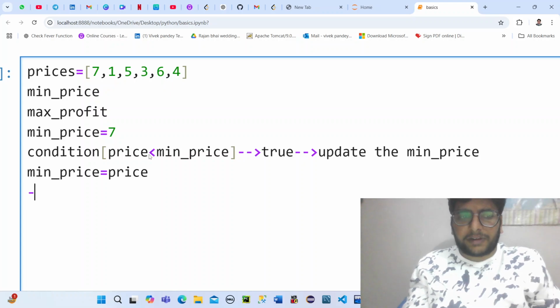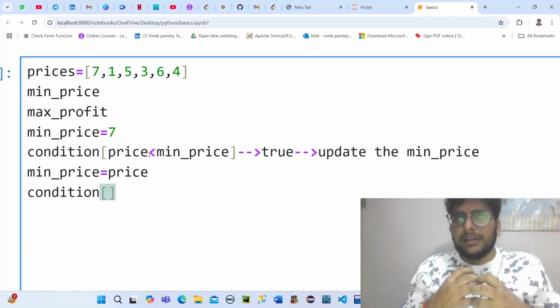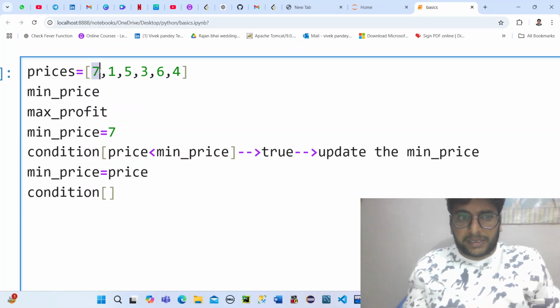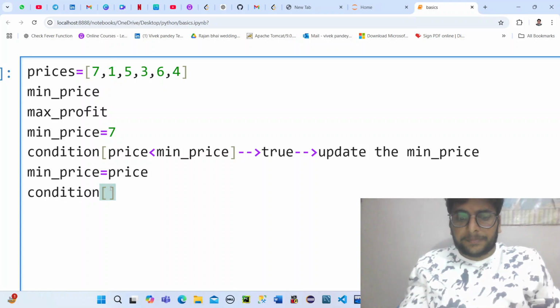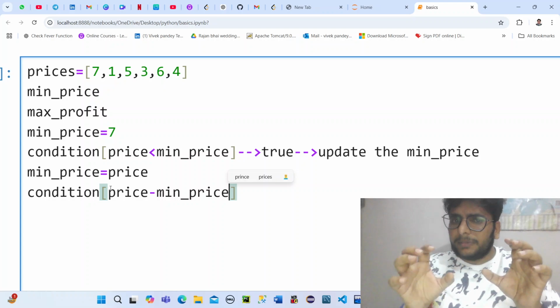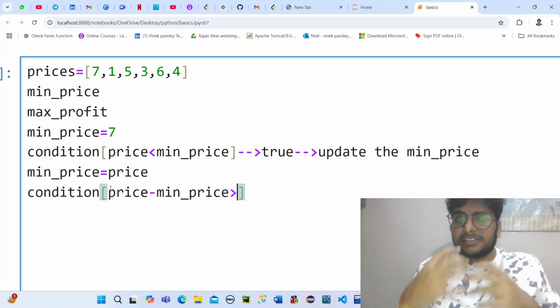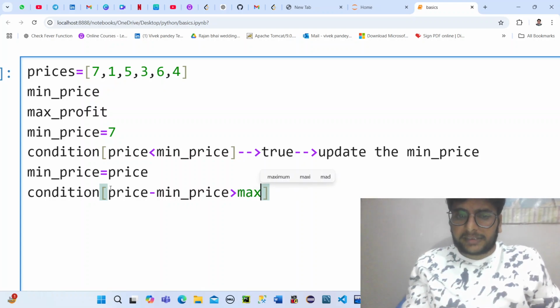Now after finding this minimum price, my main focus is one more condition. When I got my minimum price, what would be the maximum profit we need to find, right? So I need to start comparing again. Once I got a minimum, I need to subtract from it: price minus minimum price. This is price minus minimum price. I need to compare this with my maximum profit.